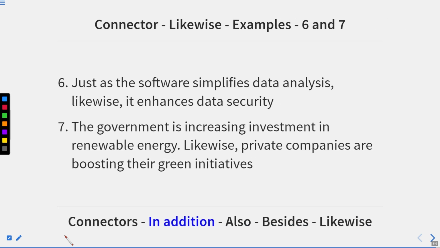Just as the software simplifies data analysis, likewise, it enhances data security. The government is increasing investment in renewable energy. Likewise, private companies are boosting their green initiatives. Now, this is all about these four connectors.